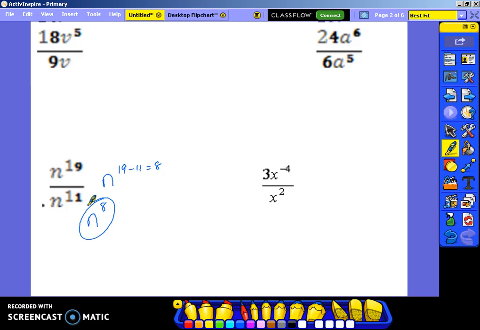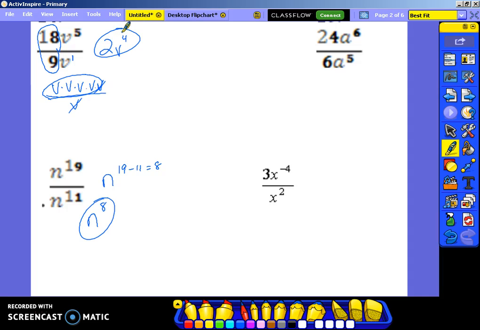If you have more than one base, then you always start with your coefficient and then move on to your other bases. I have 18 divided by 9. 18 divided by 9 is 2. Then v divided by v is 1, so that leaves me with 4 v's on top. If there is no exponent written there, it's the same thing as saying it has an exponent of 1. 5 minus 1 is 4, so that's 2v to the 4th power.